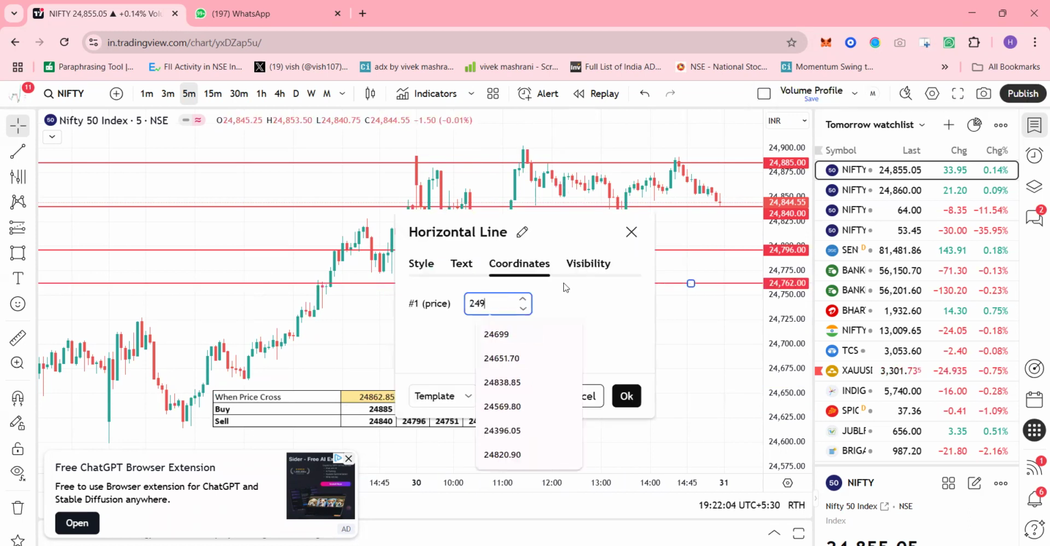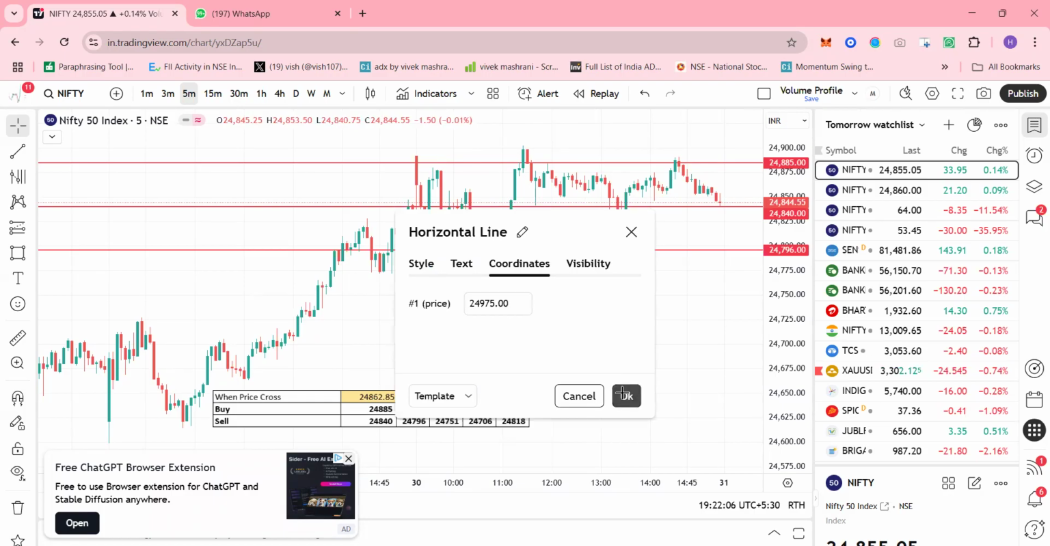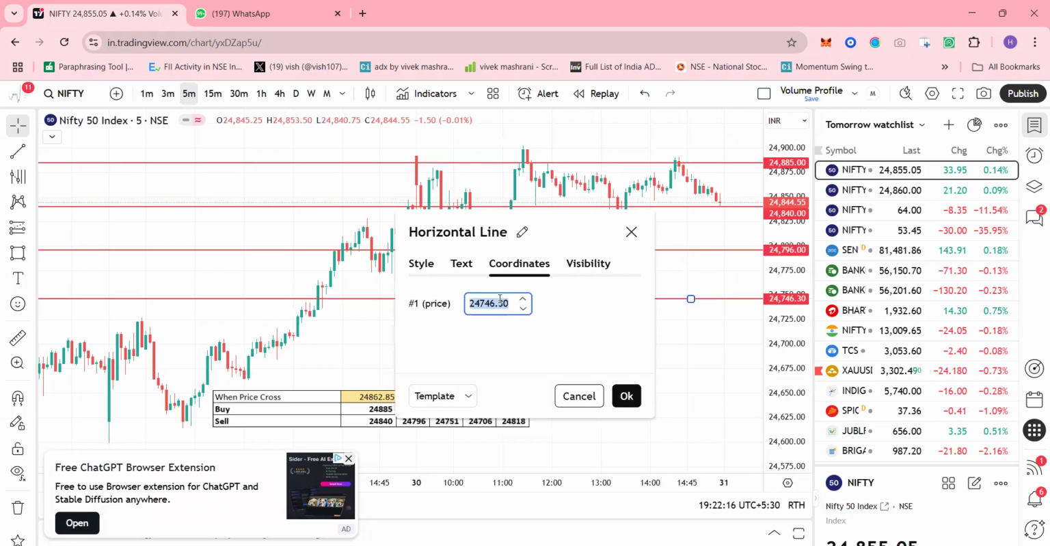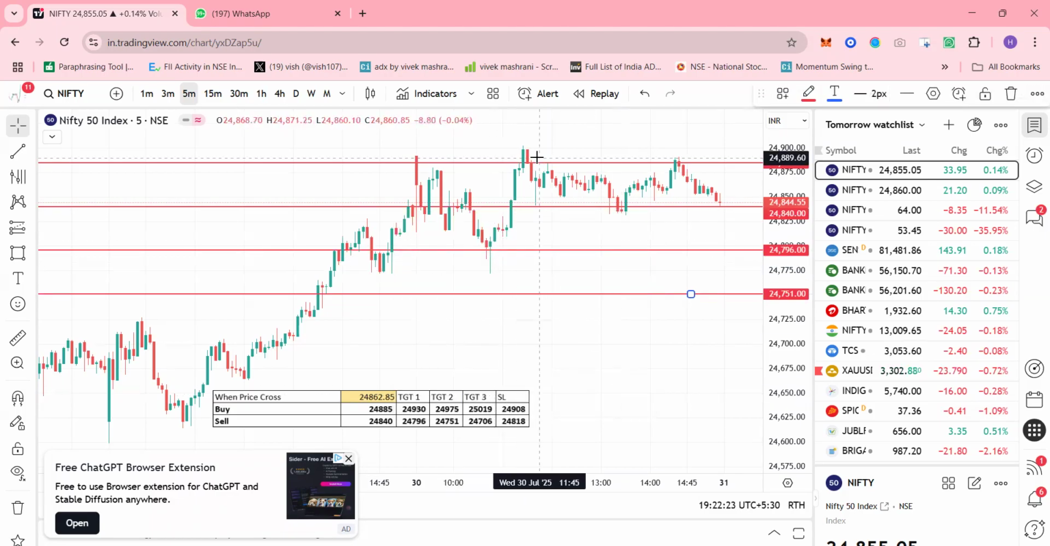Where has it gone? Oh, sorry, 24,751. No, sorry. 24,751 is the second target. So it only hit the first target and then reversed. Here again it went, but then it hit the stop loss. In fact, today I had told my subscribers the market is rangebound, right in the first 5 minutes itself. So this is how we do the entries and exits.